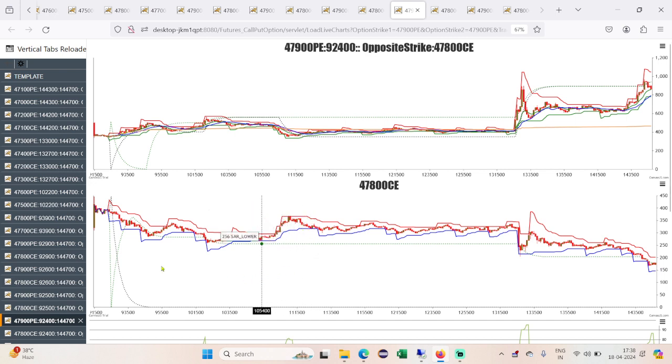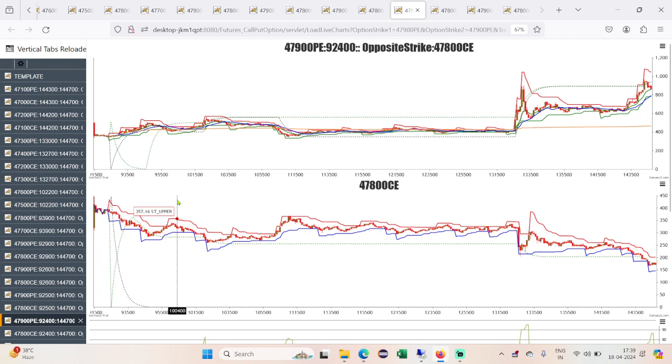But as far as I know, every trading portal displays only one line, depending on the direction of the candles. Let's say the market is going up, if this 47,800 CE strike is going up, the trading portals only display the bottom line. If the strike is coming down, the trading portal only displays the top line. As soon as the strike starts going up, this line is made invisible and the bottom line is shown.